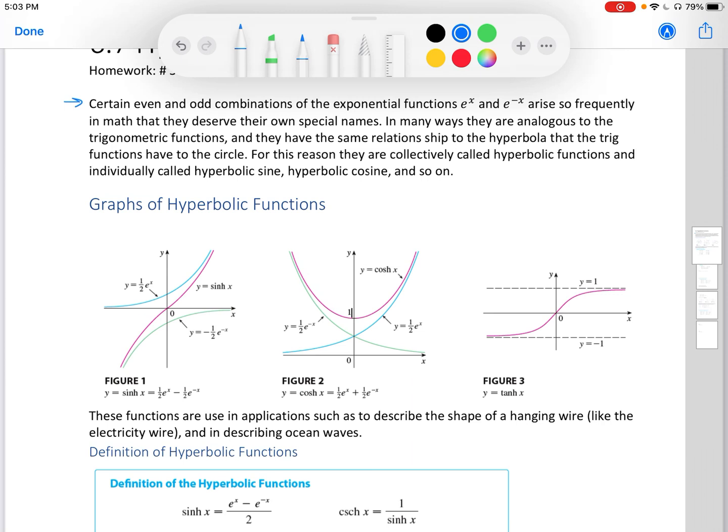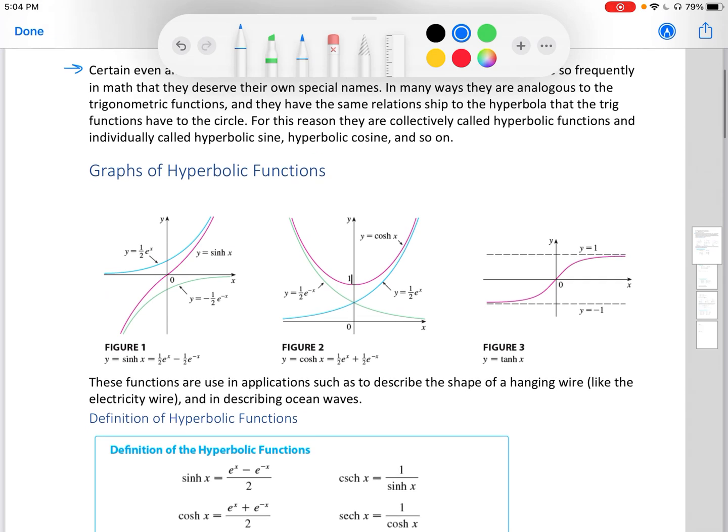To begin, let's read it from our text. Certain even and odd function combinations of exponential functions e to the x and e to negative x arise so frequently in math that they deserve their own special names. In many ways, they are analogous to the trig functions, and they have the same relationships to the hyperbola that the trig functions have to the circle. For this reason, they are collectively called hyperbolic functions and individually called hyperbolic sine, hyperbolic cosine, and so on.